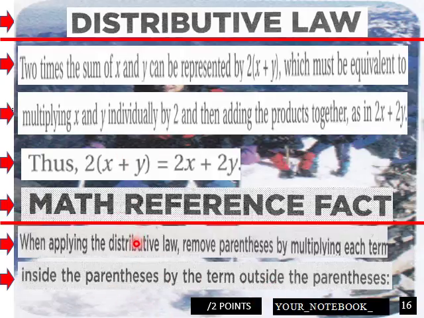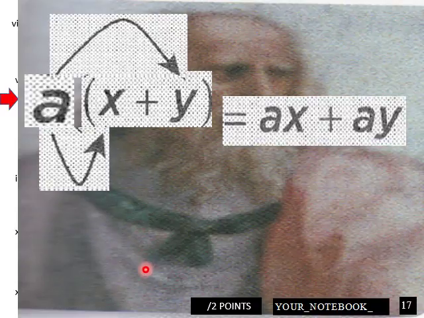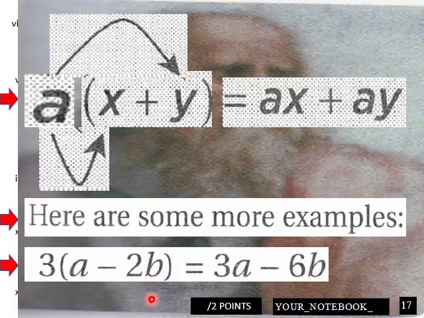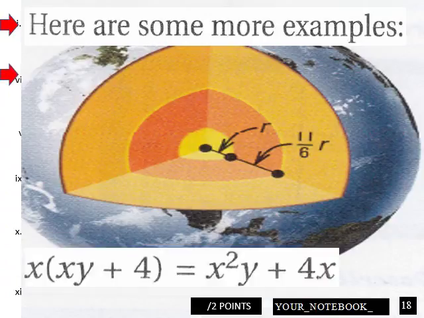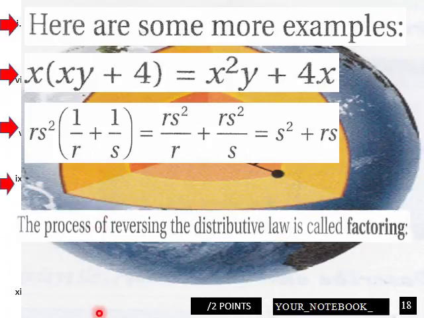That's like 7th grade. Okay, a times the quantity (x plus y). So we multiply each member there by a, equals this. Here are some more examples. 3 times a, and then again we multiply through the parentheses by our outside factors. Here are some more examples of the distributive property. Our s squared times the quantities inside the parentheses.